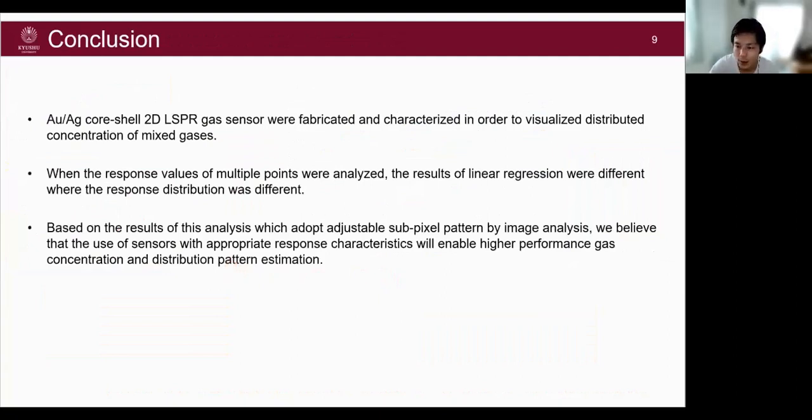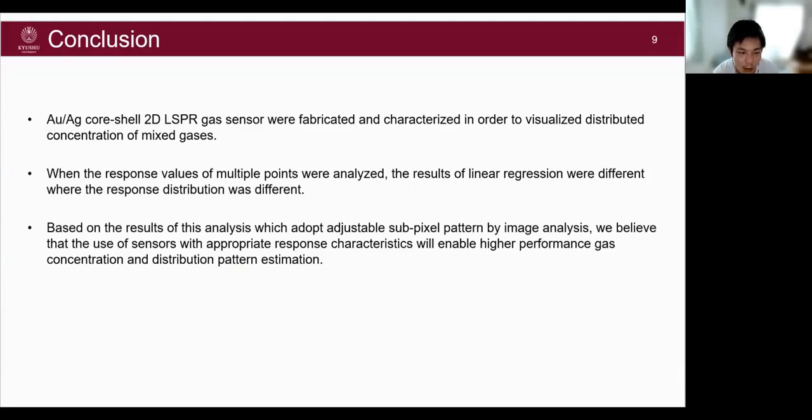Finally, I'll talk about the conclusion. Au edge-crusher LSPR gas sensors were fabricated and characterized in order to visualize the distributed concentration of mixed gases. When the response values of multiple points were analyzed, the results of linear regression were different where the response distribution was different.